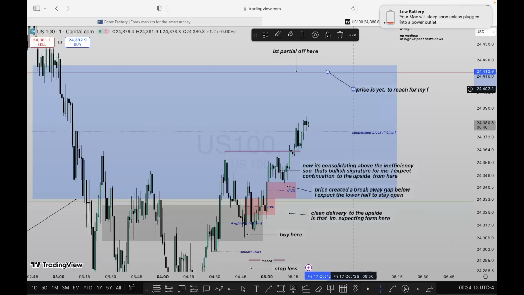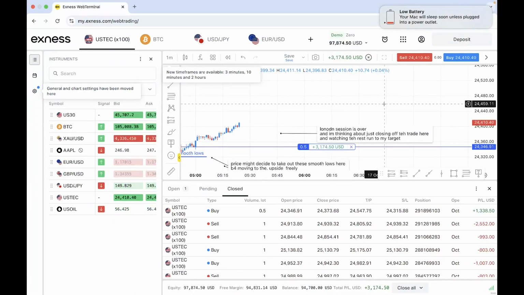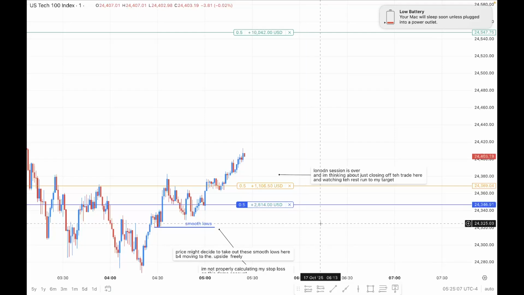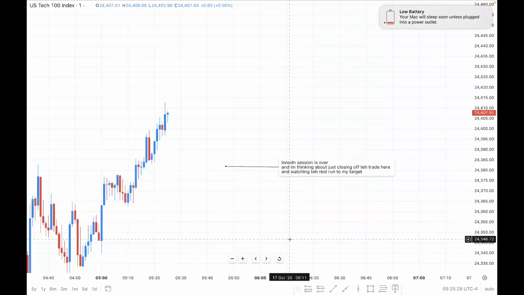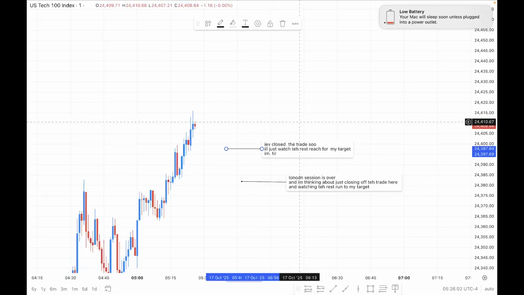I was looking at that consequent encroachment of the rejection block. Price is giving quite a good reaction. Over $3,000 in profit. At this point in time, I was really thinking about cutting this trade off, but it was whipping me around. I tried to cut it off, it goes back to $2,900. I'm trying to cut it off. I cut it off there at $3,000. I've closed, so I'll just watch the rest run to my target.